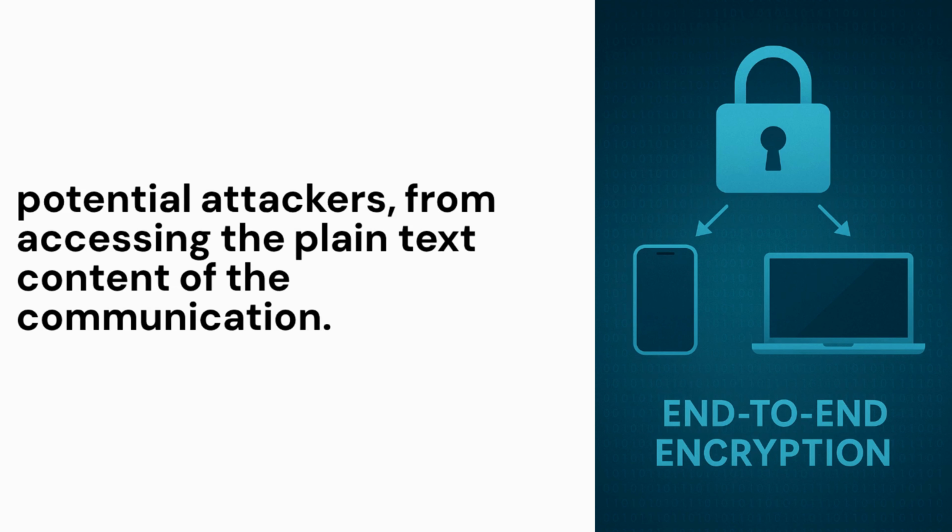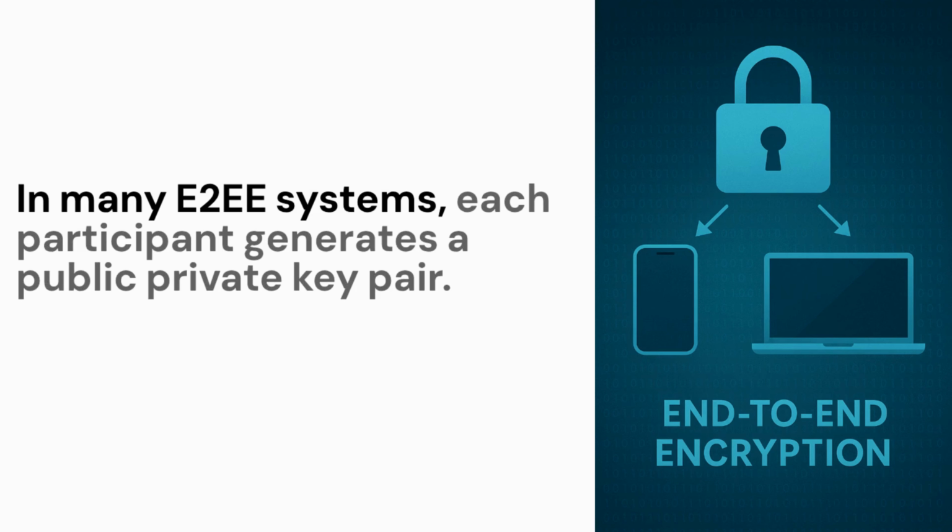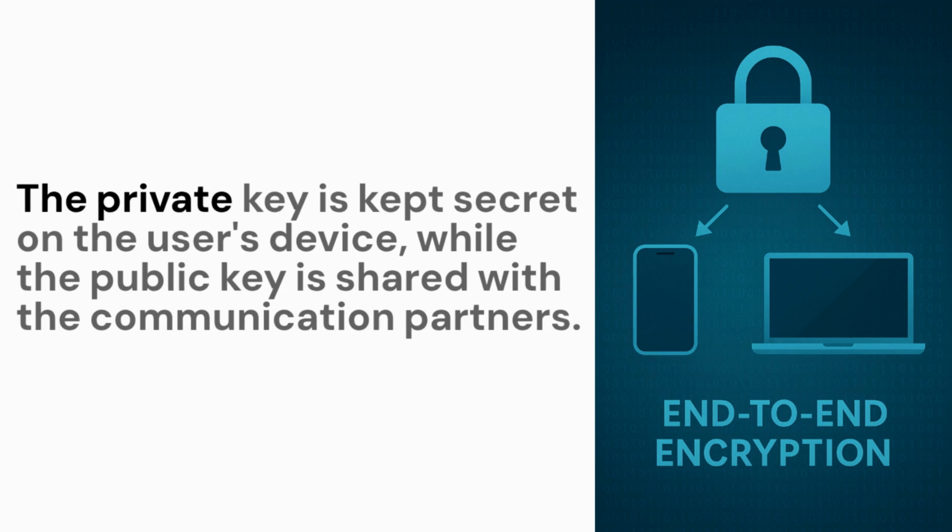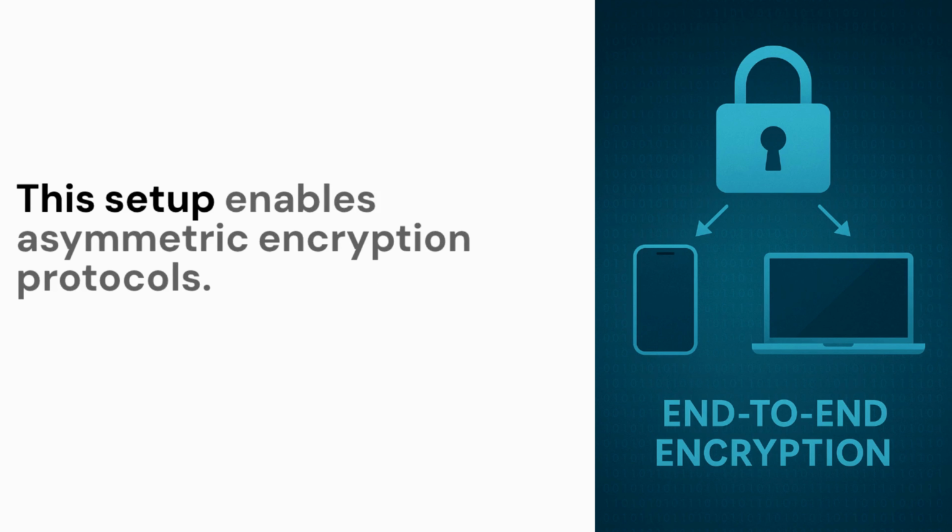the communication. In many E2EE systems, each participant generates a public-private key pair. The private key is kept secret on the user's device, while the public key is shared with communication partners. This setup enables asymmetric encryption protocols.